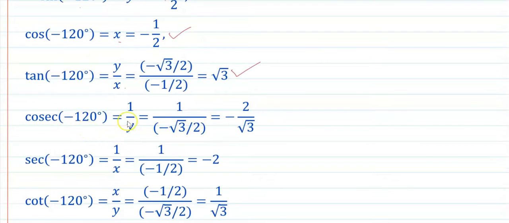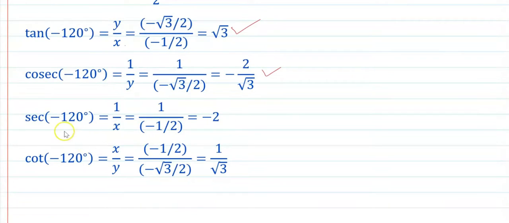Cosec of minus 120 is equal to 1 upon y. That is 1 upon minus root 3 by 2, and hence you will get minus 2 by root 3. Sec of minus 120 is equal to 1 upon x. That is 1 upon minus 1 by 2, and hence that's equal to minus 2.